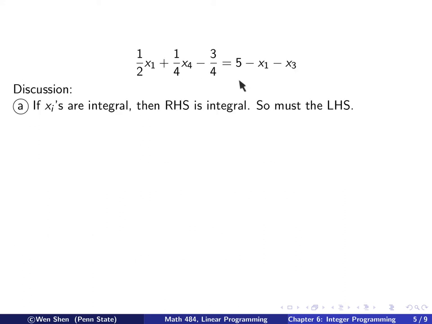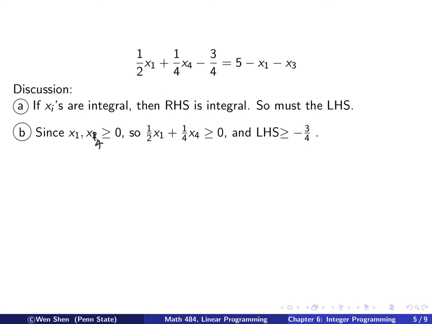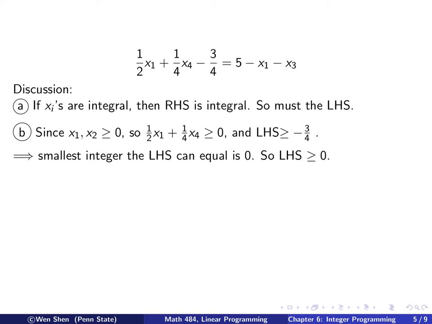Okay, so the final equation from the previous page is repeated here. Let's make some discussion. Part A. This is an integer programming problem. If now all the xi's are integral, so that's a whole number, that's a whole number, then the final result of the right-hand side is integral. And if the left-hand side is equal to that, that means the left-hand side should also be integral. Now let's look at the left-hand side. It's this expression. We know that these variables are non-negative, so this expression here is bigger than 0, which means the left-hand side shall be bigger than negative 3 over 4. So this says that the smallest integer value the left-hand side can achieve would be 0. So we conclude the left-hand side has to be non-negative.